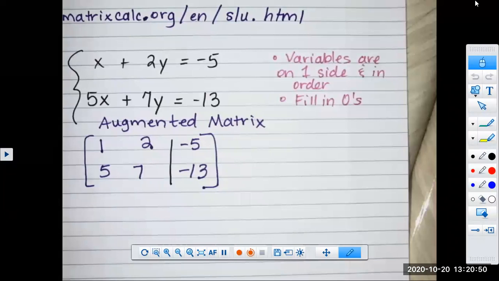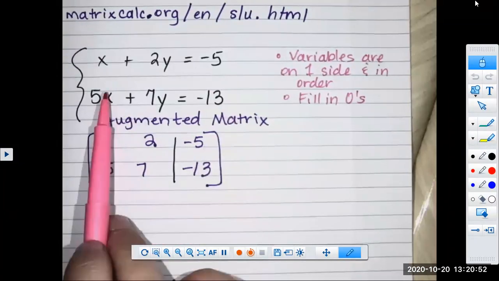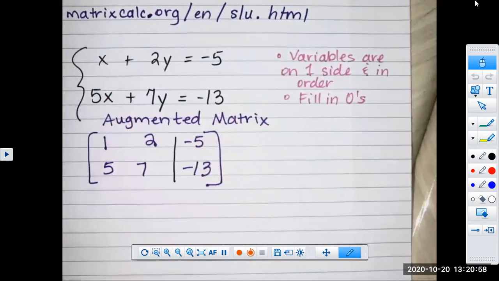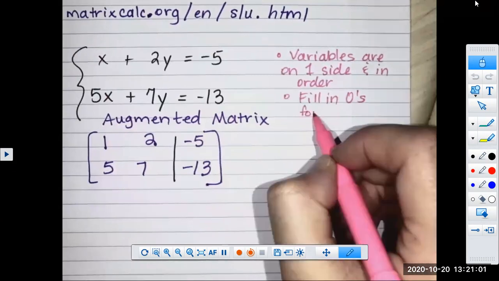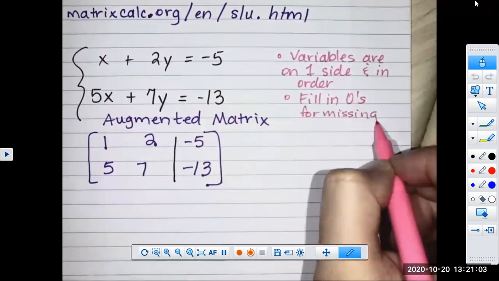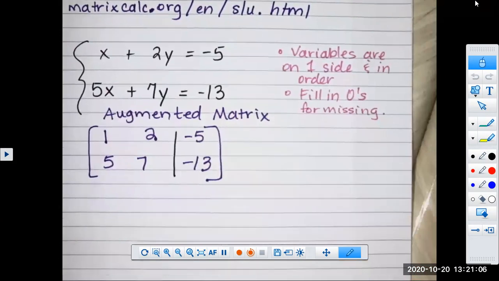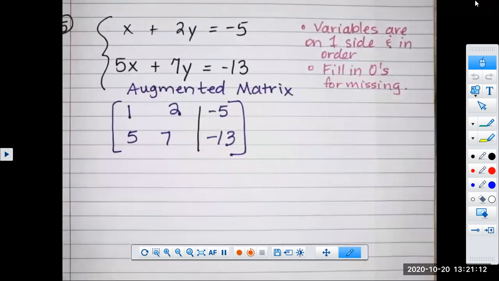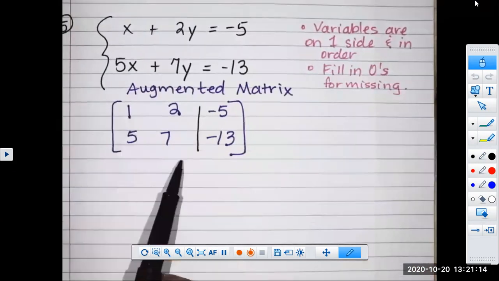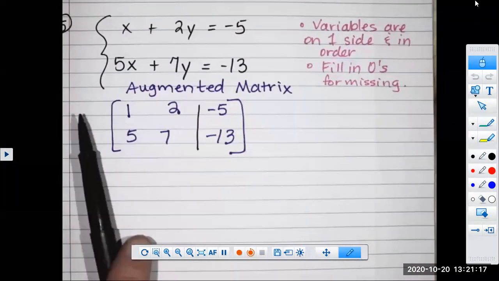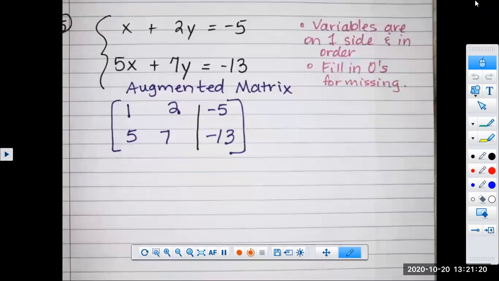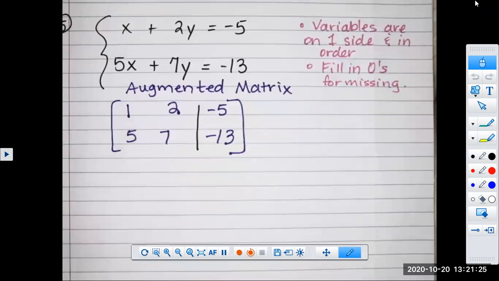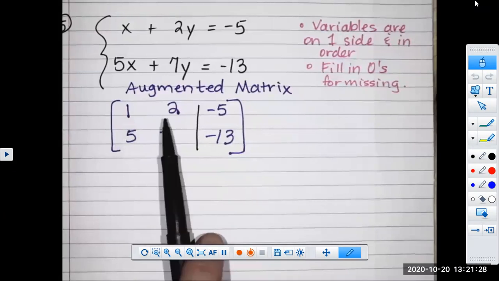So let's say that all I had in the second equation was 5x equals negative 13, then you would have 0 where y is at, or where 7 is at. So fill in zeros for missing stuff. All right, your goal, if you were solving this by hand using what's called Gauss-Jordan, you would have to get ones along your diagonal and zeros everywhere else, and you would have to perform what's called row operations to do that. So you'd have to multiply row 1 by negative 5, add it to row 2, get your new matrix, move on, and keep doing that until all these numbers were 0 and 1.